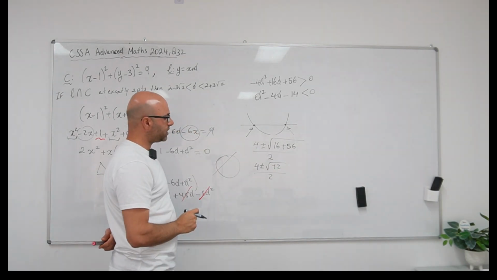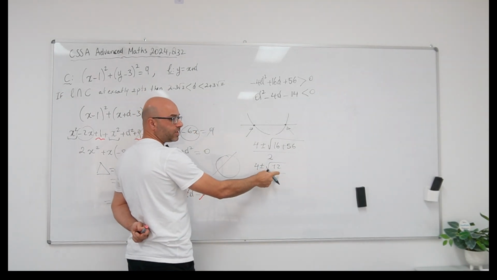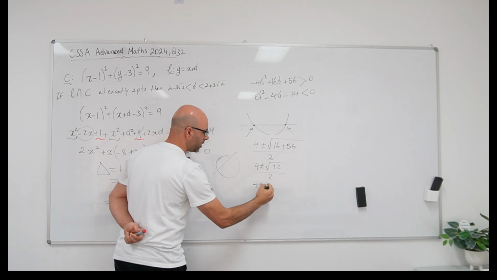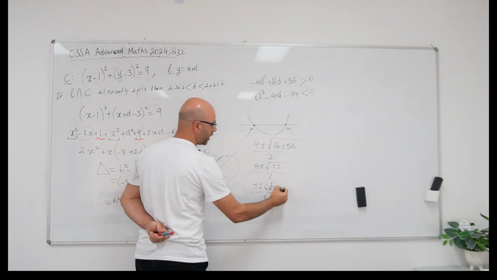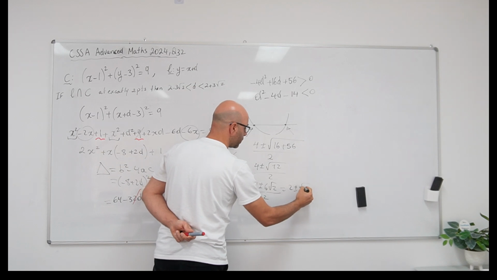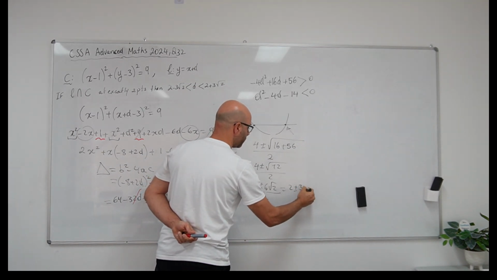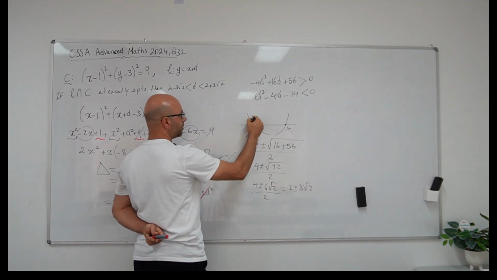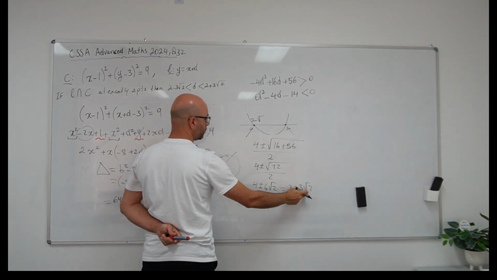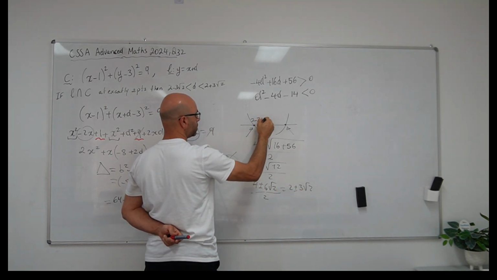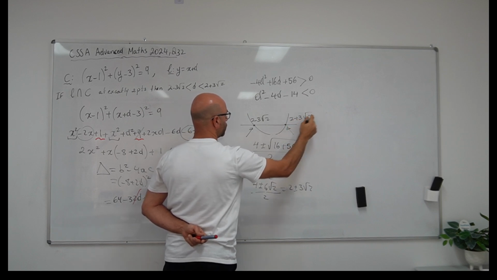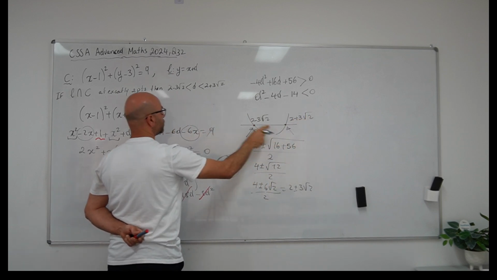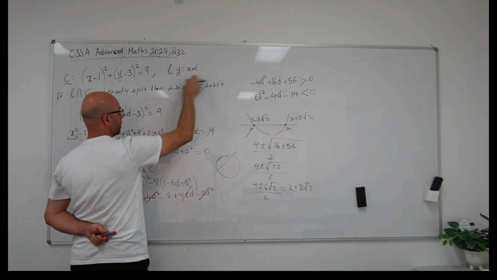72, we are able to see it as 36 times 2. 36, you take it outside, it becomes 6 root 2 on 2. And when you divide everything by 2 here, you get 2 plus or minus what? 3 root 2. Obviously, this one has to be the smallest value, which is with a negative. So that's 2 minus 3 root 2. And this one here, 2 plus 3 root 2. And d has to be between these two values, and that's exactly what they ask.